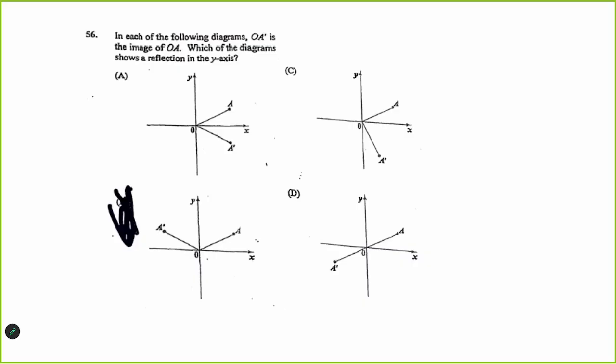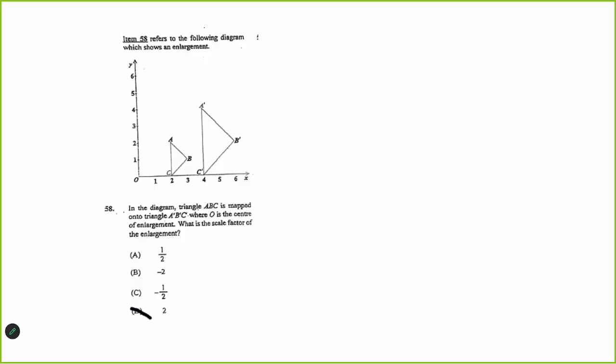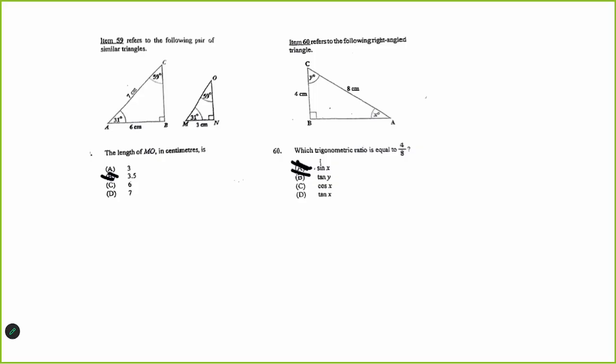Which of the diagrams shows a reflection along the y-axis? Along the y-axis, it would be this one, C. This one here is a repeated question, 180 minus 3x. This one, although it's not repeated, we can take, am I seeing lines there? 1, 2, 3, 4. 1, 2, 4 divided by 2 is 2, so that's a repeated question.